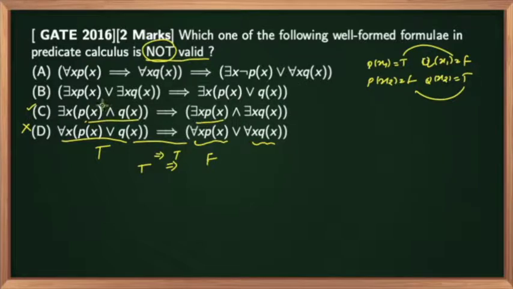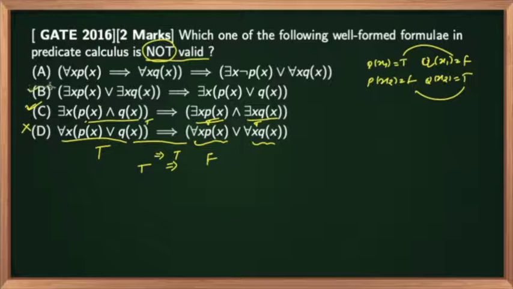Because here it is true, that means for some x, for example x1, P of x1 and Q of x1 both should be true here. If that is true, then there exists an x such that P of x is true, and there exists an x such that Q of x is true, right? So this is a valid statement.